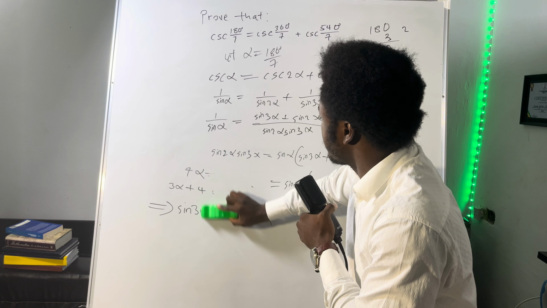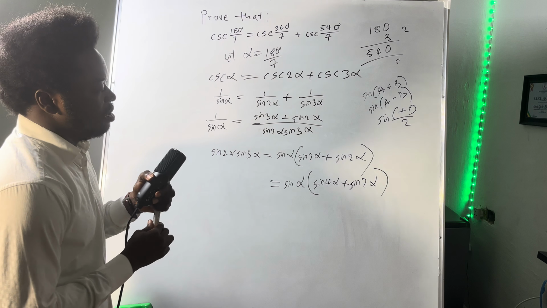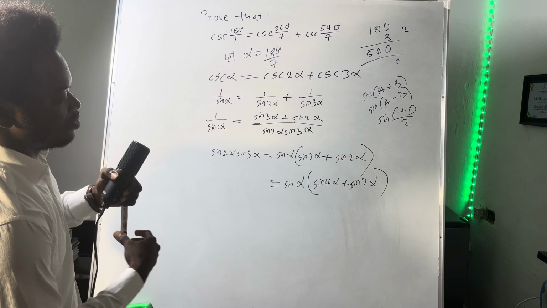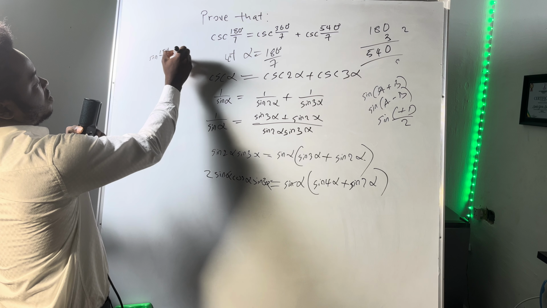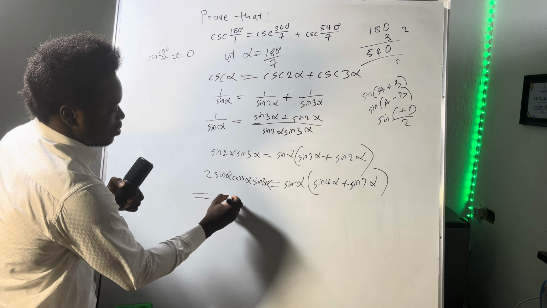So now, we want to show that sine 2 alpha, sine 3 alpha is equal to sine alpha, sine 4 alpha plus sine 2 alpha. Well, sine 2 alpha is just 2 sine alpha cos alpha, and then you have sine 3 alpha. So the sine alpha cancels out, because sine alpha is not 0. For example, sine of 180 degrees over 7 does not equal 0. So we can divide both sides by sine alpha, and we will have 2 cosine of alpha sine of 3 alpha equals sine of 4 alpha plus sine of 2 alpha.